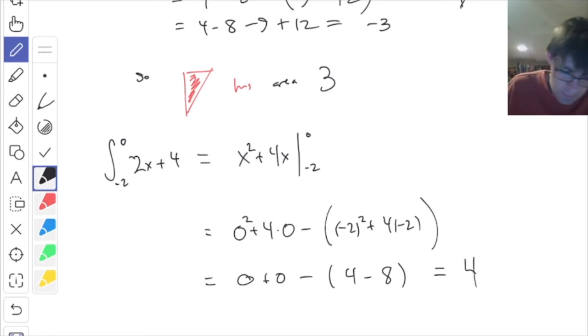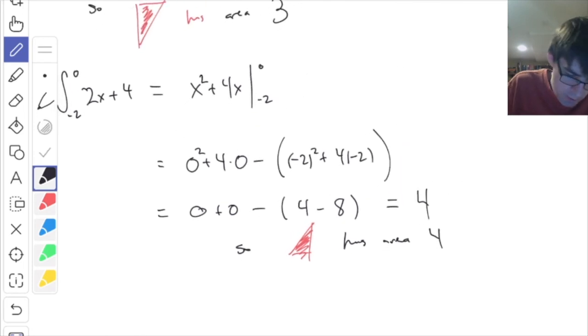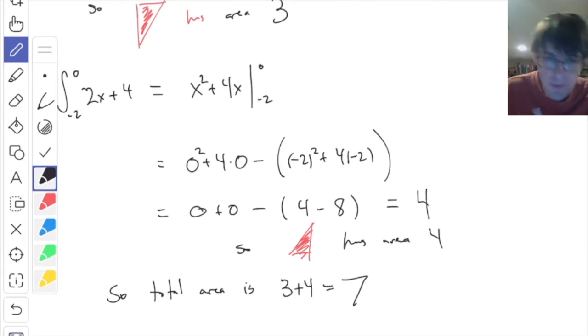All right, so that means that the other triangle, this one, has area 4. And so, in conclusion, the total area is 3 plus 4, which is 7. That's my final answer. It's a bit of a journey to get there, but that's how we do it. Are there any questions about this one?